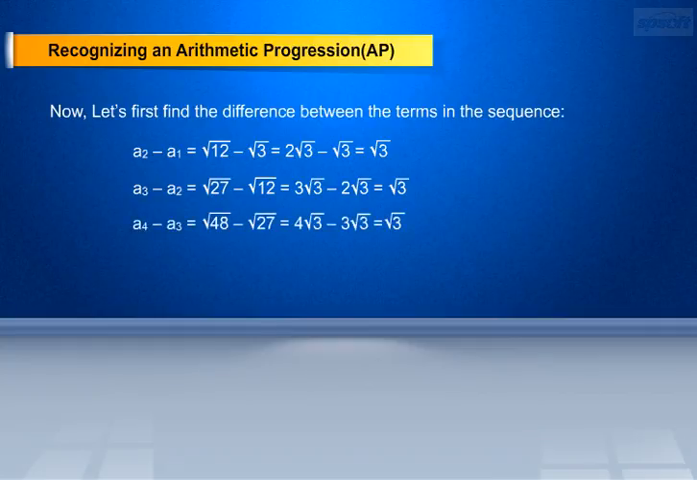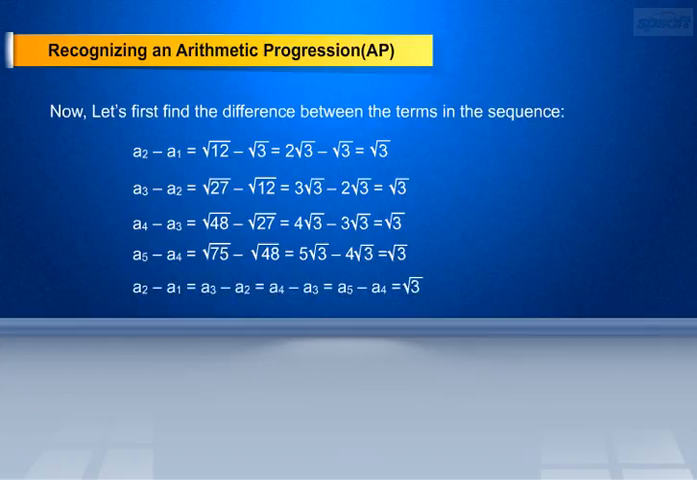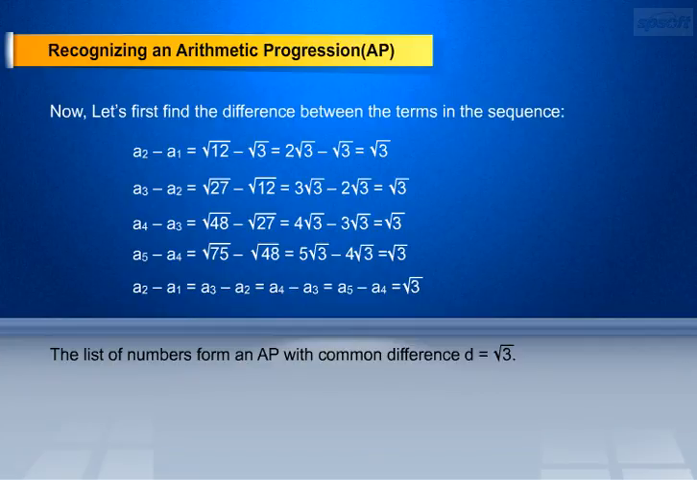A4 minus A3 equals root 48 minus root 27 equals 4 root 3 minus 3 root 3 equals root 3, where A4 is the fourth term and A3 is the third term. A5 minus A4 equals root 75 minus root 48 equals 5 root 3 minus 4 root 3 equals root 3, where A5 is the fifth term and A4 is the fourth term. As A2 minus A1 equals A3 minus A2 equals A4 minus A3 equals A5 minus A4 equals root 3, we can say that the list of numbers form an AP with common difference d equal to root 3.